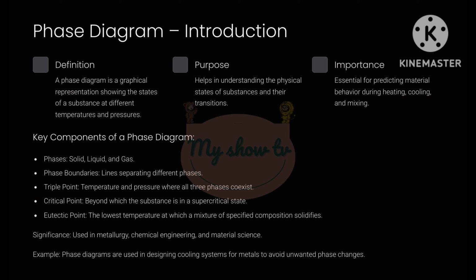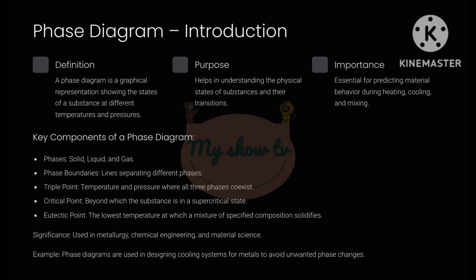Key components of a phase diagram. 1. Phases: solid, liquid, and gas. These are the main states of matter that a substance can exist in. 2. Phase boundaries, the lines separating each phase. They show the points where two phases coexist. 3. Triple point, this is a unique point where solid, liquid, and gas phases coexist simultaneously. For water, this occurs at 0.01 degrees Celsius and 0.006 atmospheres.